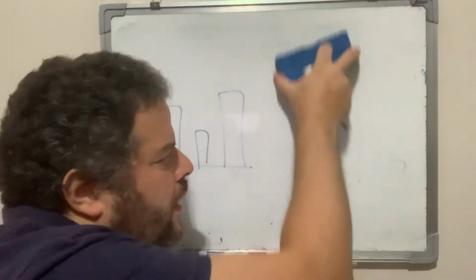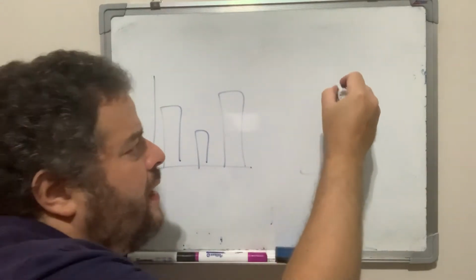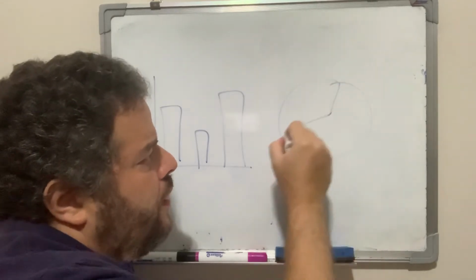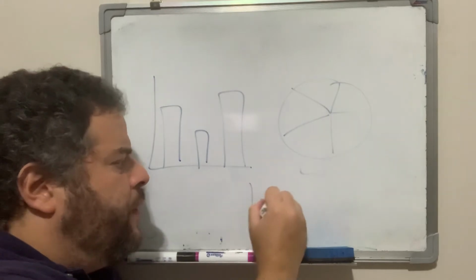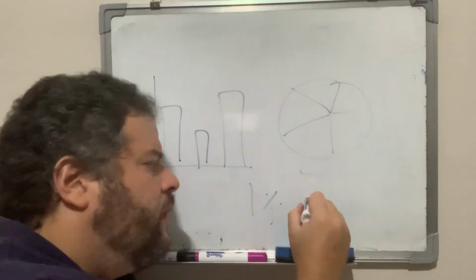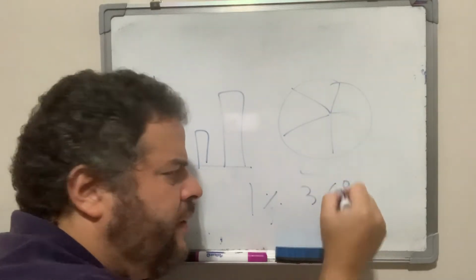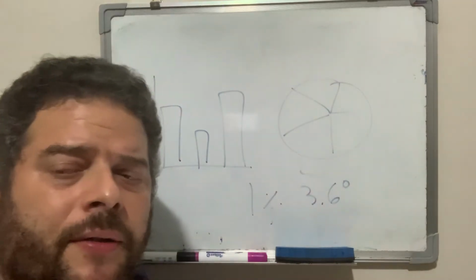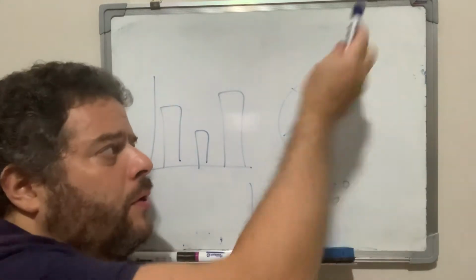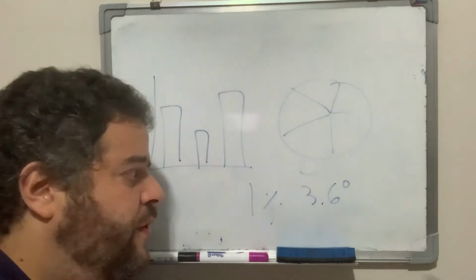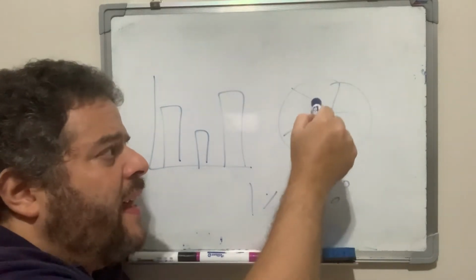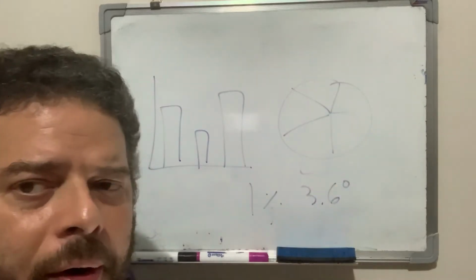The other way we can use to display is the pie chart, where each 1% corresponds to 3.6 degrees. If you're going to use a protractor, you draw a circle with a compass, and then you have to convert your percentages into degrees, and that's how many degrees each pie part has.